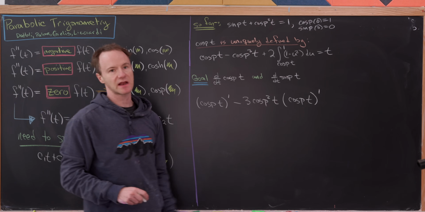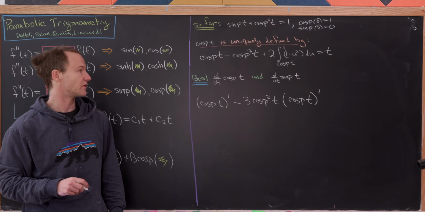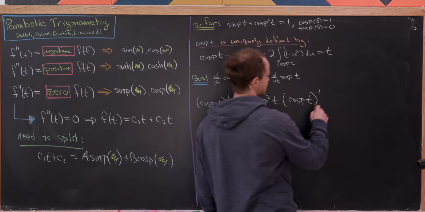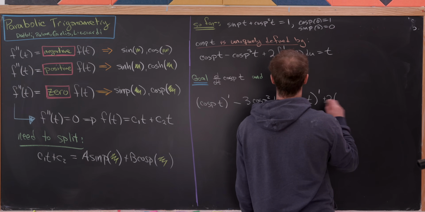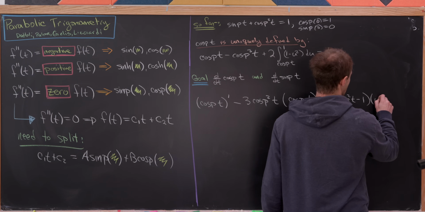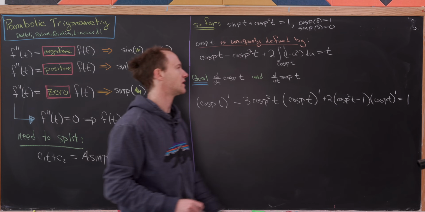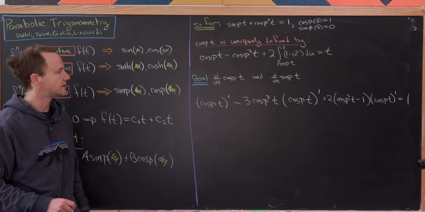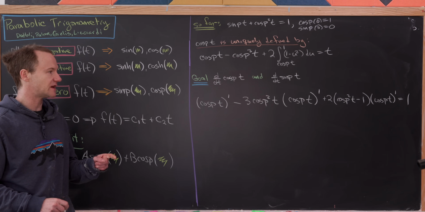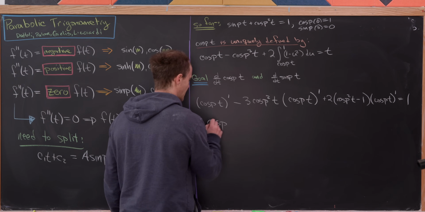And then for this next bit, I need to use the chain rule along with the fundamental theorem of calculus. So that's going to give me, in the end, something like this. We'll have plus 2 times this parabolic cosine squared minus 1 times the parabolic cosine prime. And then that needs to be equal to the number 1 because the derivative of t is equal to 1. Okay, so now what we'll do is observe that what we have here is an equation that can be easily solved for the derivative of the parabolic cosine.